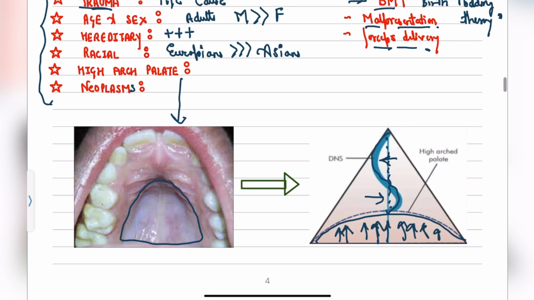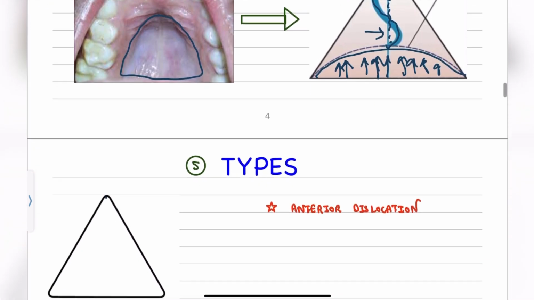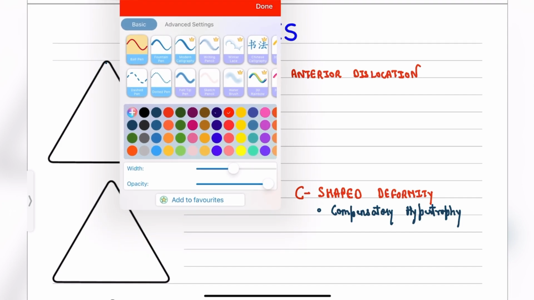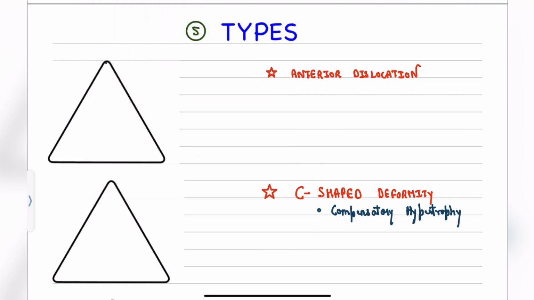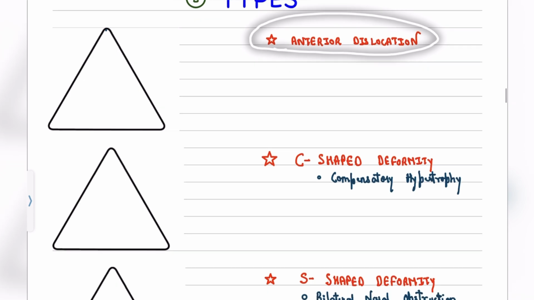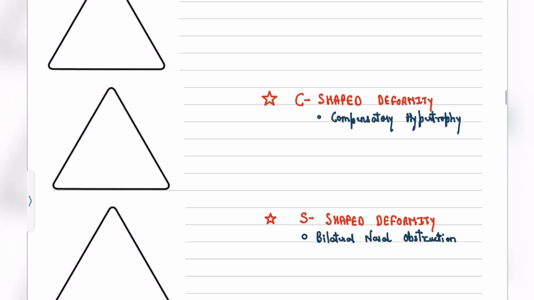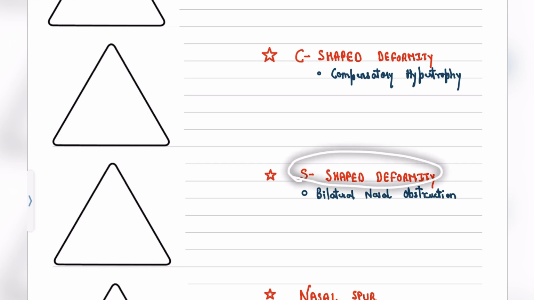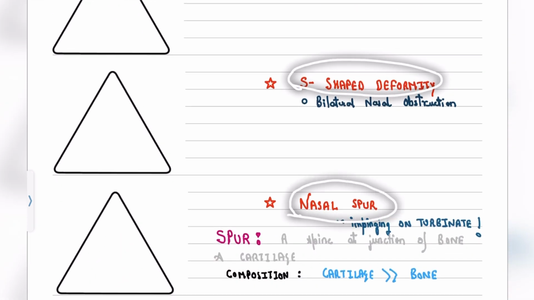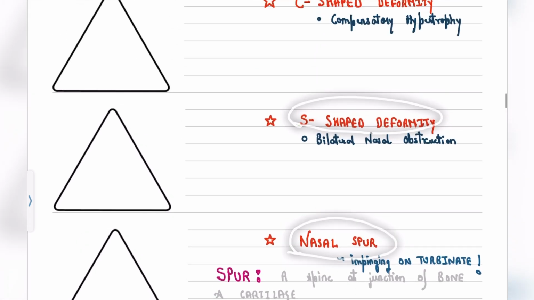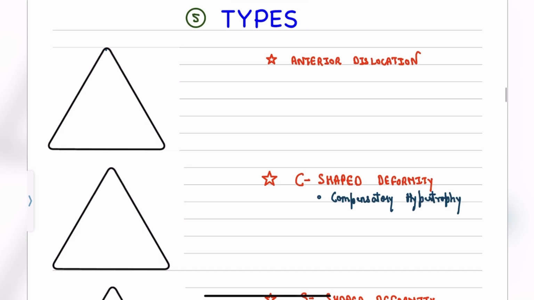So we have talked about the etiology. Now let's talk about the types. Very important concept. So there are 5 types of deviated nasal septum. The first one is the anterior dislocation. The second is the C-shaped deformity. The third is the S-shaped deformity. Right, here's the S-shaped deformity. And fourth is a nasal spur. And finally, fifth is a thickening of nasal septum. Let's talk about all these 5 in a little bit more detail.